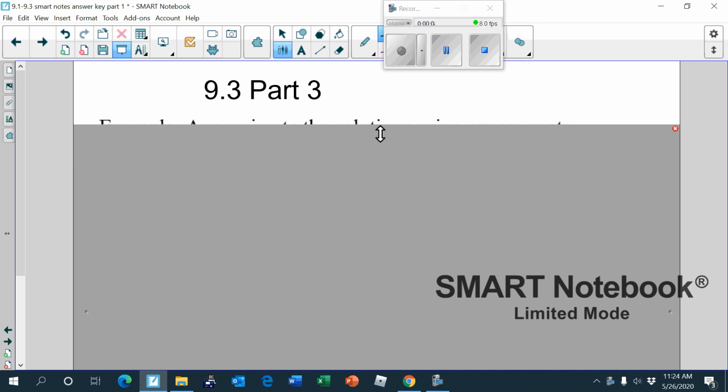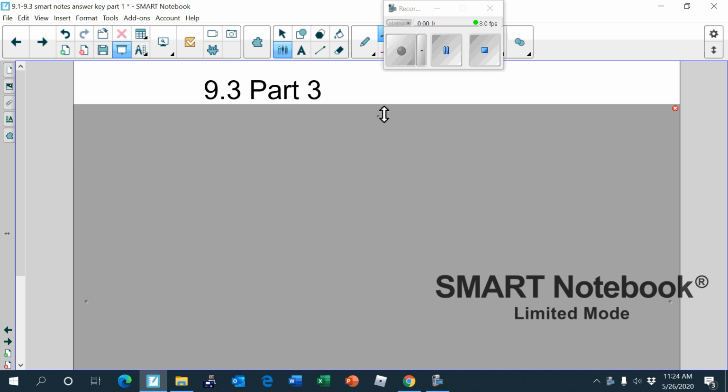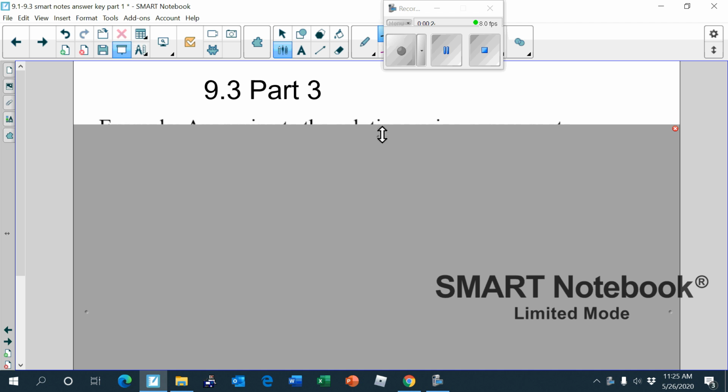So we're going on to 9.3, part 3. And it's the same thing. We're still solving by square roots, but instead of simplifying the radicals or the square roots, we're actually going to use our calculator and put in decimal form. Okay, so let's take a look at the directions.